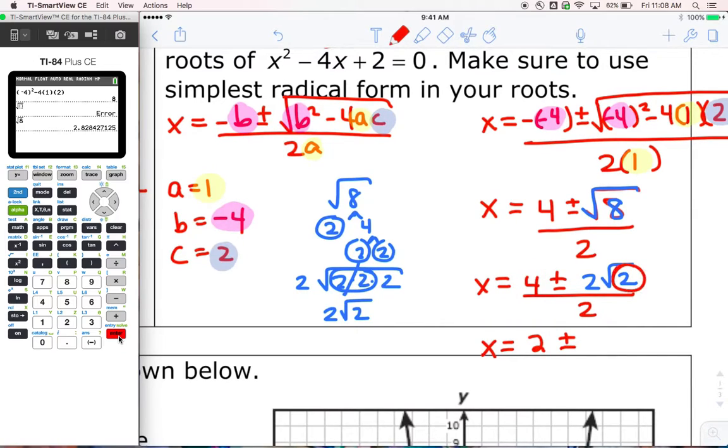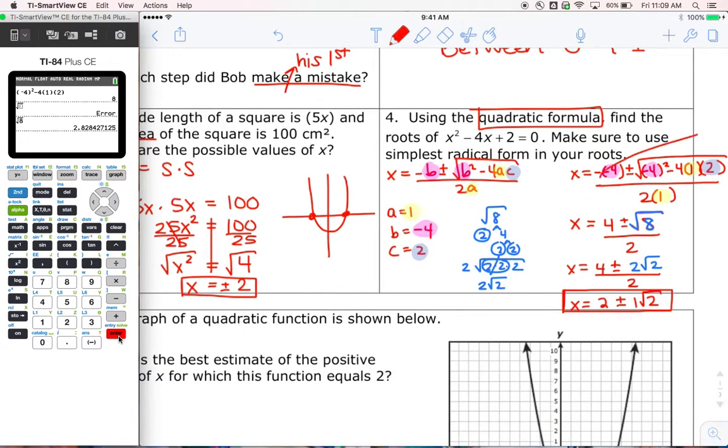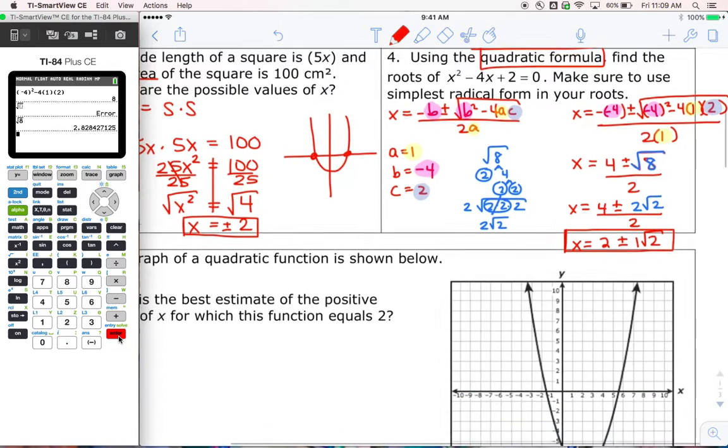Remember, this number's off limits. Don't mess with this number. But 2 divided by 2 is just 1. So I can write 1, and then I still have square root of 2. This is optional. You don't have to write that 1, but everything else needs to stay. Right? And that is my final answer. Just to recap, plug in your numbers, clean it up, simplify if possible, plug it back in, and then simplify to be done. It's a lot of steps, but you can do it.